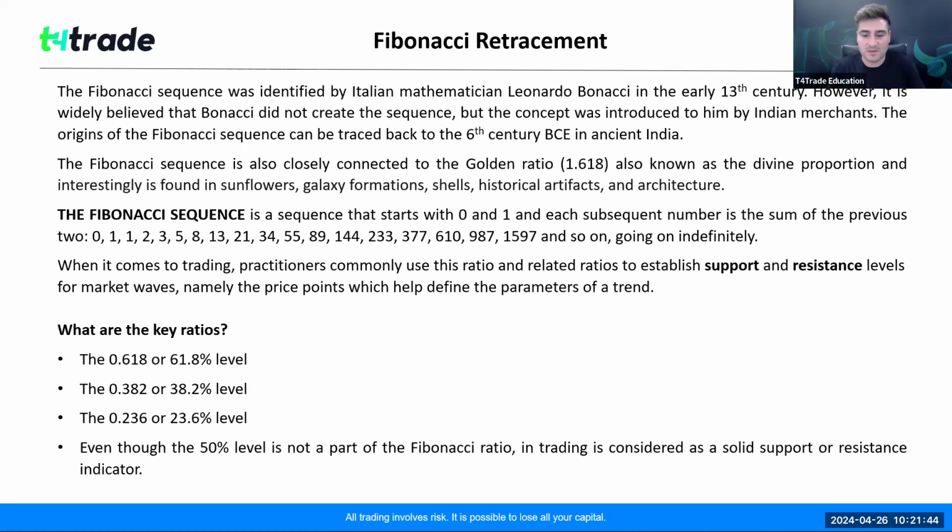So the Fibonacci sequence is closely connected to what we call the golden ratio, which is 1.618, also known as the divine proportion. And this ratio can interestingly be found in many aspects of life, if you like. For example, you can spot this ratio in sunflowers, the actual plant, in galaxy formations, in seashells, in historical artifacts, in architecture, in many different aspects of life.